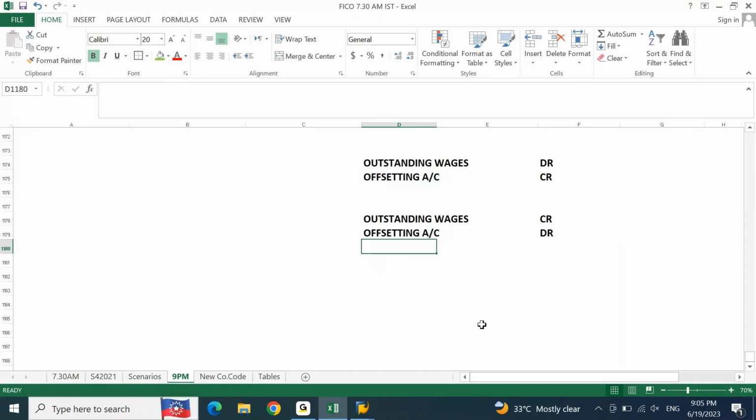Now, offsetting account is not the name of an account. Offsetting account means any account. In short, this is the opposite side of the account. If you're talking about outstanding wages, you can debit outstanding wages and I can credit any account on the credit side. Agree? There is no rule that I need to put account number 1 or account number 2. Is there any rule that you have to use only this account on the credit side? Or based on the transaction, I can use any GL account.